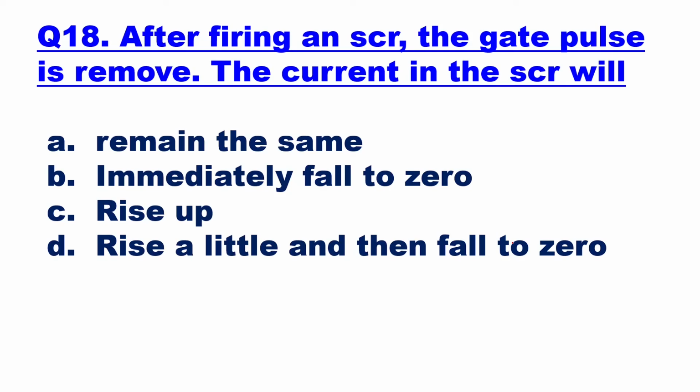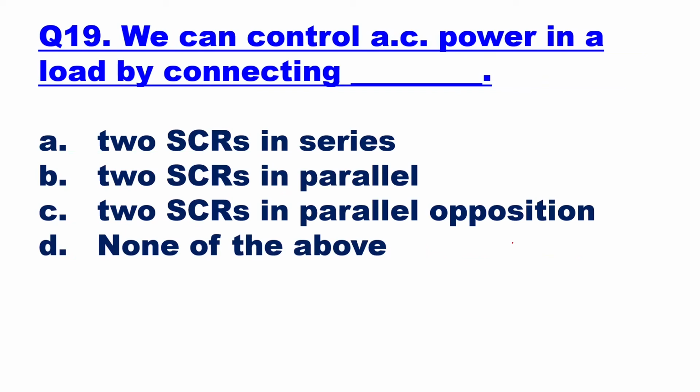After firing an SCR, the gate pulse is removed. What will happen to the current in the SCR? Okay, so the options are: it remains the same, it immediately falls to zero, it rises, or it rises a little and then falls to zero. From these options, option A is the correct answer, because after we remove the gate pulse, the SCR is conducting, and when the SCR is conducting on the basis of anode cathode voltage, the current remains the same. The current remains the same through the SCR. So here option A will be the right answer, remain the same. Then we'll go to question number 19.